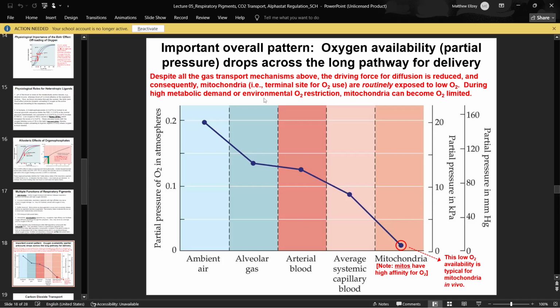During high metabolic demand or environmental O2 restrictions, mitochondria become very O2 limited. So we can see that the partial pressure obviously in the ambient air is high, and as it reaches the alveoli, it's going to get lower. Then arterial blood, the capillaries, and then by the time it's reaching the mitochondria, and again, note, the mitochondria have a high affinity for O2. The low O2 availability is typical for the mitochondria in vivo. So it does make sense that the availability of oxygen as it's being transferred from the outside air through the alveoli, the arterial blood, and the capillaries into the mitochondria of the cell, is going to become lower and less available, even with these transport mechanisms we've talked about above.